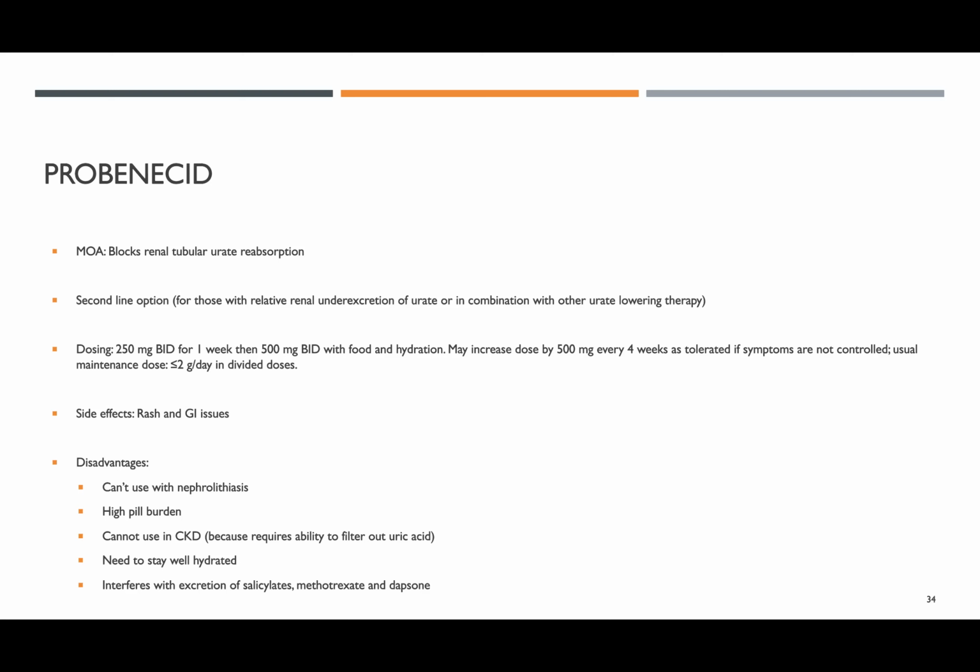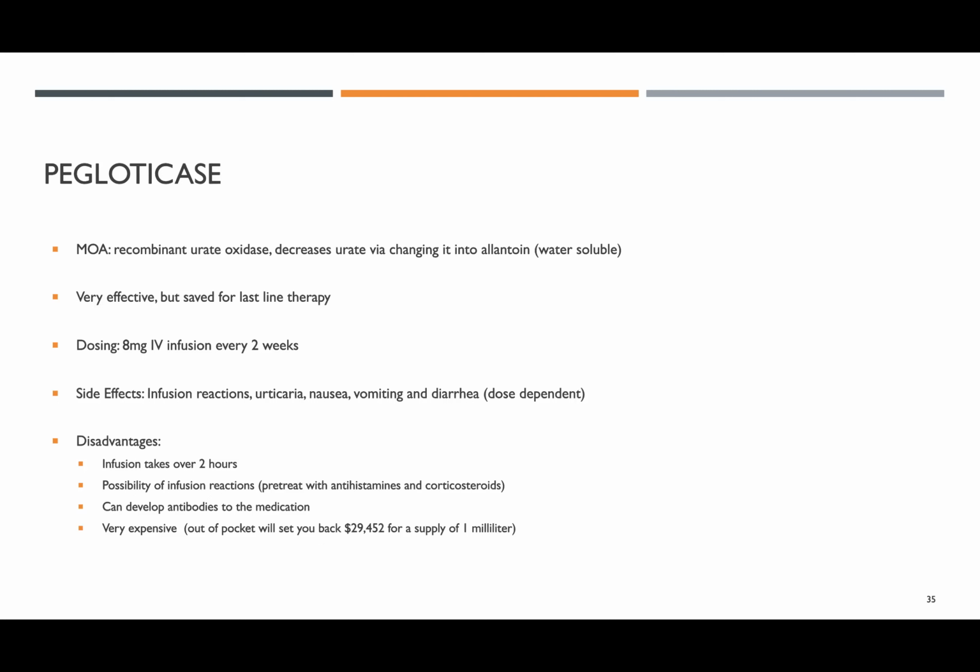And when in doubt, our last line agent is pegloticase. It's an artificial uricase, a urate oxidase, that turns urate into allantoin. It's very effective, but it's an IV therapy and super expensive. Looking online, if you were to pay for pegloticase out of pocket, it costs like $30,000 for like a milliliter of this stuff.